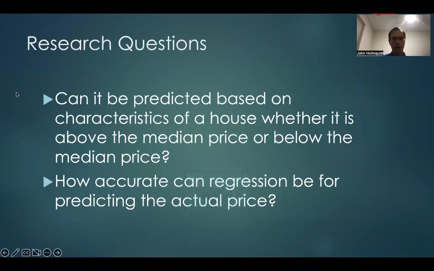So I had a couple research questions I wanted to answer. The first one is, can it be predicted based on the characteristics of a house, whether it is above the median price or below the median sale price? So that's a classification question. And the second research question is a regression question. I wanted to see how accurate regression can be for predicting the actual sale price of a house based on certain characteristics.